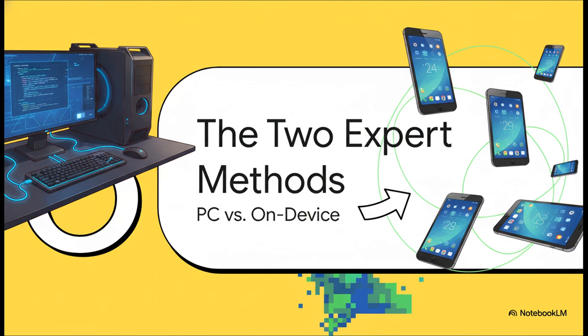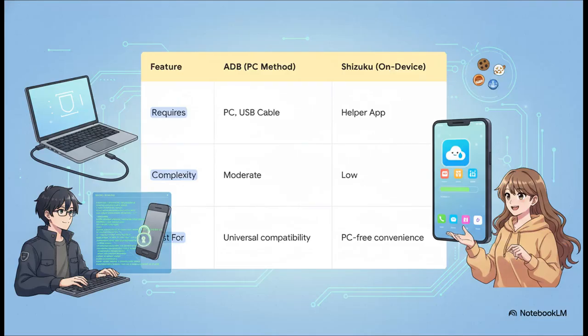You've got the classic method using a PC, or you've got the more modern on-device method. Let's quickly break them down so you can figure out which one is the right fit for you. Okay, looking at the two big options here. The ADB method, that's the one with the PC. It requires a computer, a USB cable, and you'll be typing in a command line. It's a little more involved, but it works on pretty much any Android device.